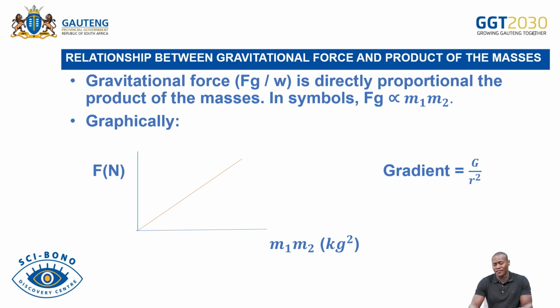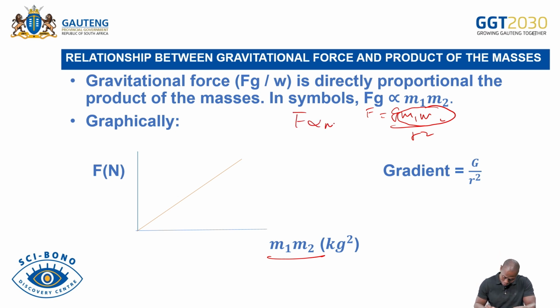Then, according to Newton's law of universal gravitation, every body in the universe attracts every other body with a gravitational force that is directly proportional to the product. So product, they are talking about what? You have F equals G M1 M2 over R squared. So product, they are talking about M1 multiplied by M2. All right? So it's directly proportional to the product of the masses. Here we can even show that relationship: F is directly proportional to the product of the masses.